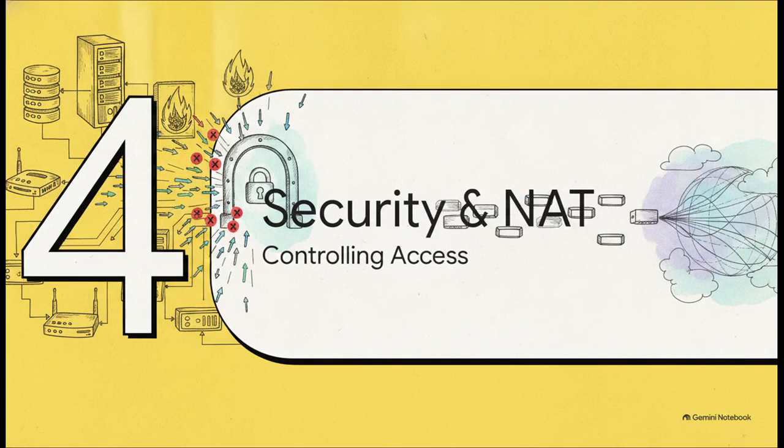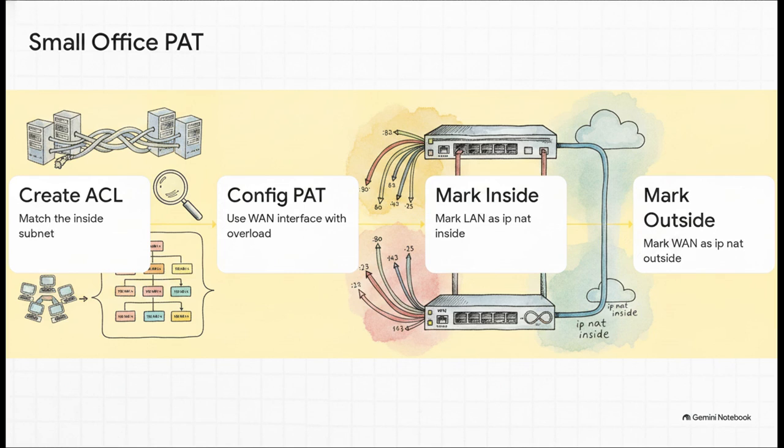Section 4. Security and NAT. Controlling traffic access. Our internal departments are talking, but now we need to manage how they reach the outside world. Think about a typical small office. They usually only get a single public IP address from their ISP, right? But they have hundreds of internal laptops and phones.